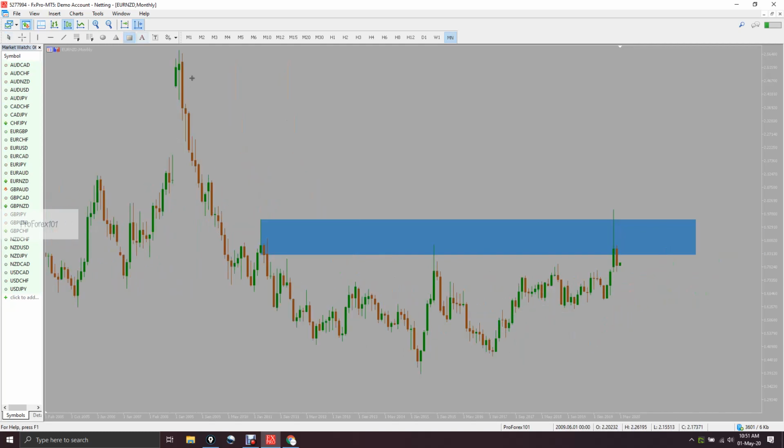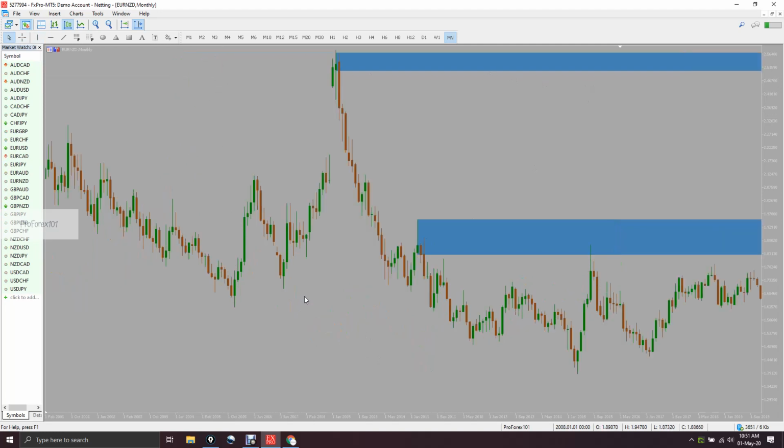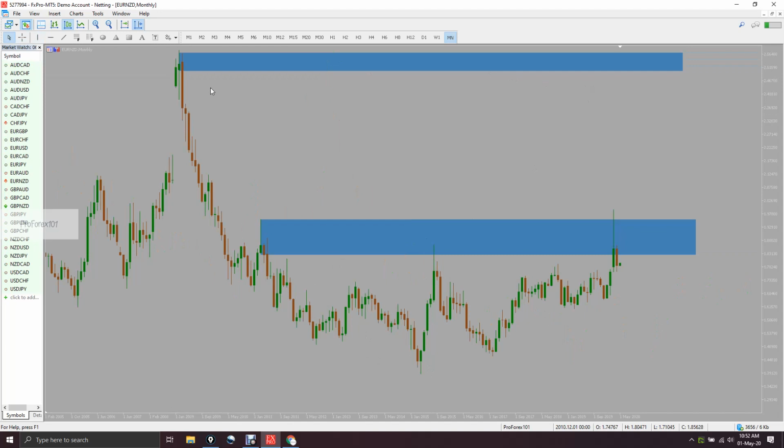Okay, guys, and this here is a huge supply because from there in 2009, the market fell all the way to 2015, a big price difference. So the strength of these supplies can also be measured by how far the market went after turning around from that supply area. In our charts, we're just looking for the markets to turn around.